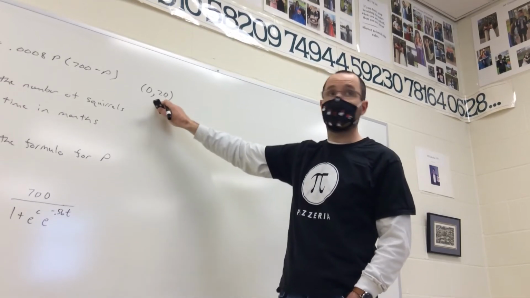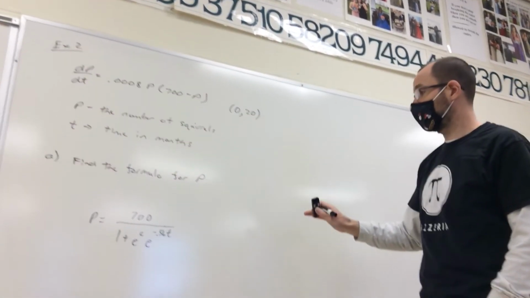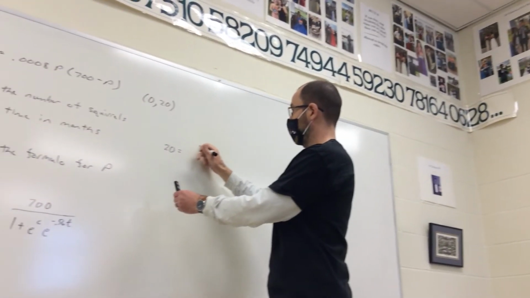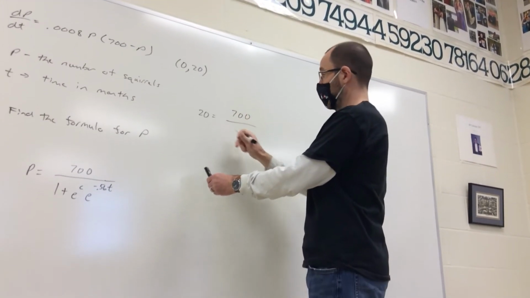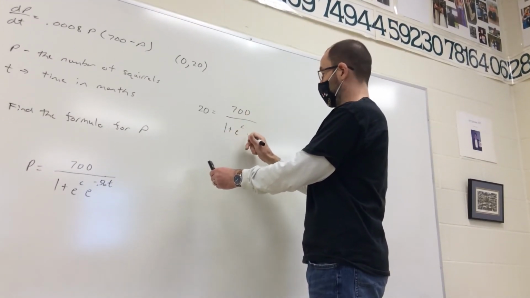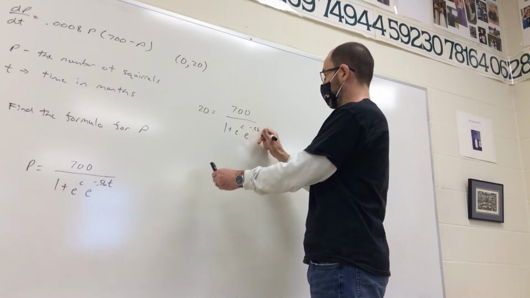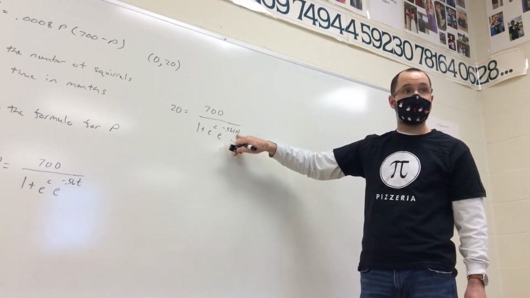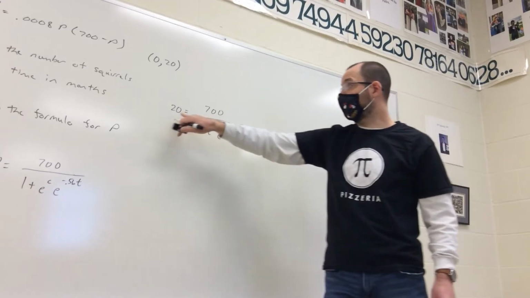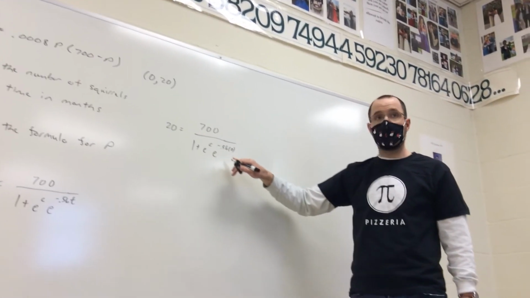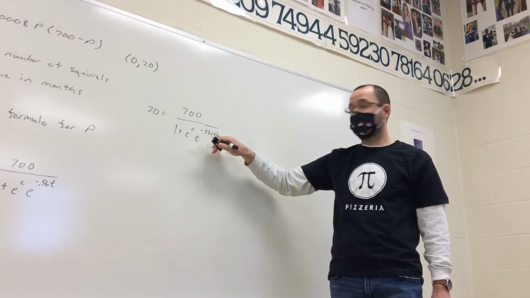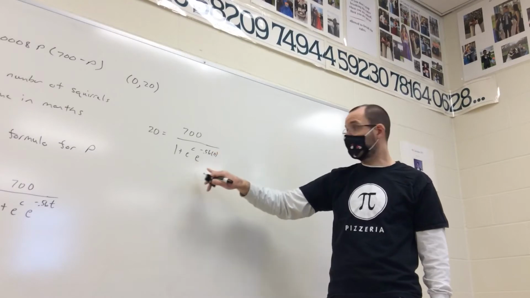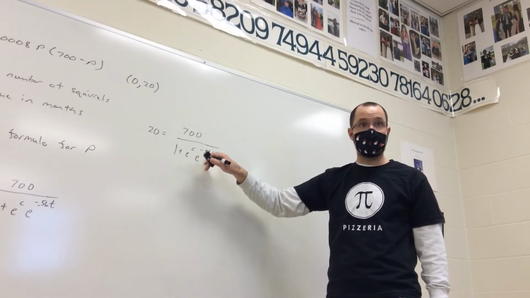So now I'm going to use that information to find c. So I put 20 in for P and 0 in for t. So I just put a 0 there for t and a 20 there for P. Of course, negative 0.56 times 0 is 0. And then e to the 0 is 1. So this is just e to the c times 1, which would just be e to the c.